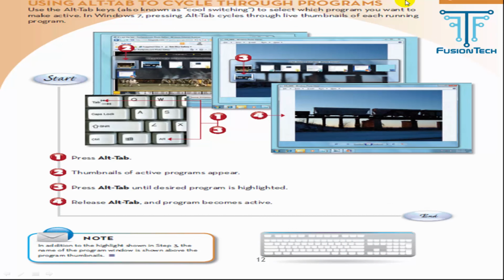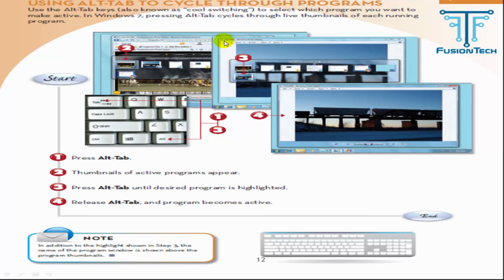Using Alt Tab to cycle through programs. The Alt Tab key is also known as quick switching. Alt plus Tab is also called quick switching, to select which program you want to make active. That means which program is now active. You can see, just press Alt plus Tab. In Windows 7, pressing Alt plus Tab cycles through live thumbnails of each running program. This is Tab, this is Alt. Press Alt plus Tab, and thumbnails of active programs appear.